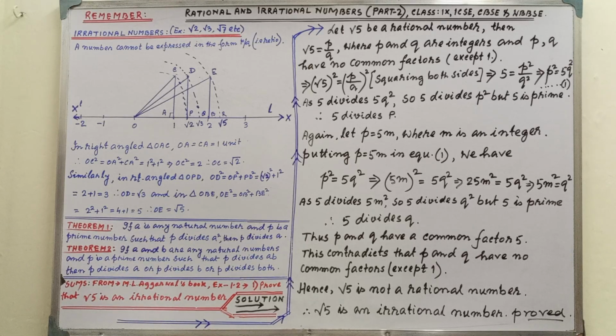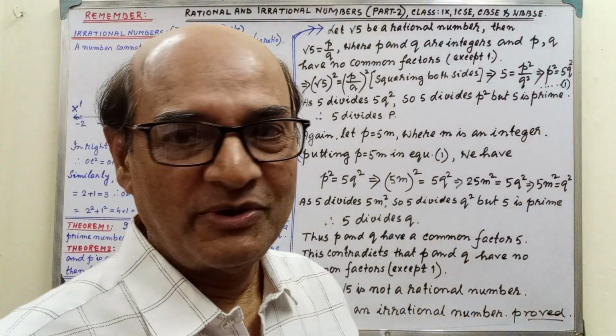Today for class 9, ICSE, CBSE and West Bengal Board also: Rational and irrational numbers part 2. That means you have already got one lesson. You must go through that lesson. Now please pay your attention on the board.